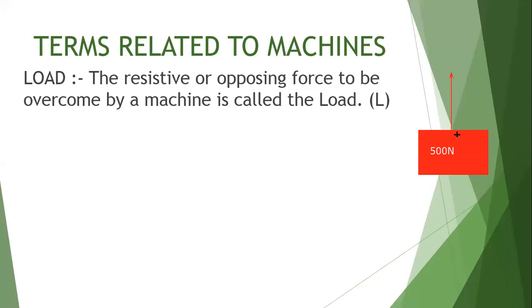But I cannot apply 500 Newton of force. So what will I do? I will bring a machine into the scenario. I will apply a force on the machine, and in turn the machine will apply force on this object. How much force does the machine have to apply on this object to lift it? Obviously 500 Newton. So this will become my load, because load is the resistive or opposing force to be overcome by the machine.